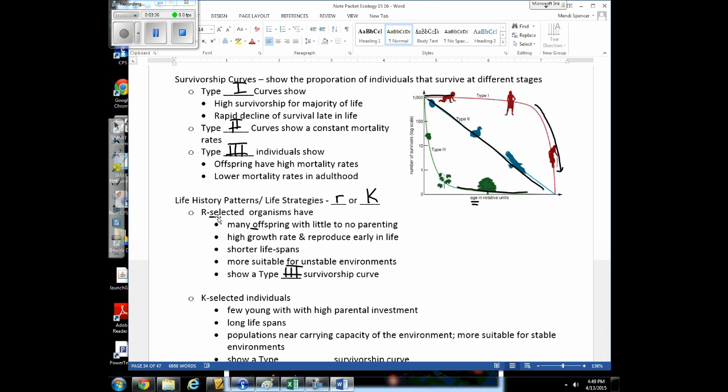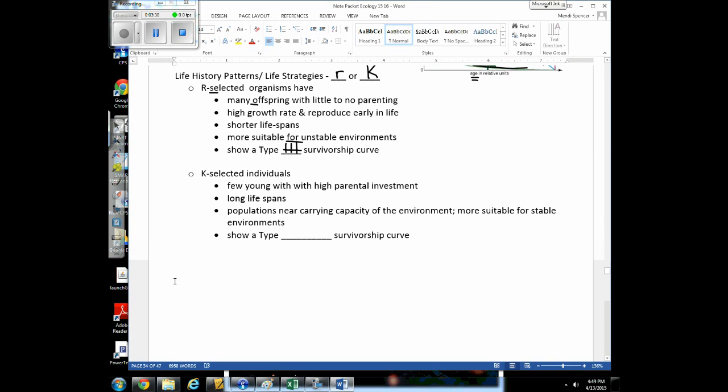When we look at individuals that are K-selected, like humans, we have few young, there's high parental investment, we have long lifespans. And populations that are K-selected usually fluctuate around carrying capacity for that environment. Our K-selected individuals usually show a type 1 survivorship curve. To kind of help you remember the survivorship curves and the life strategies, I like to think of we're number 1, because we have the type 1 survivorship curve, and we're special K. Just an easy trick to help you remember.